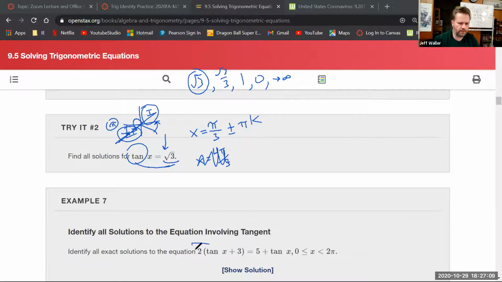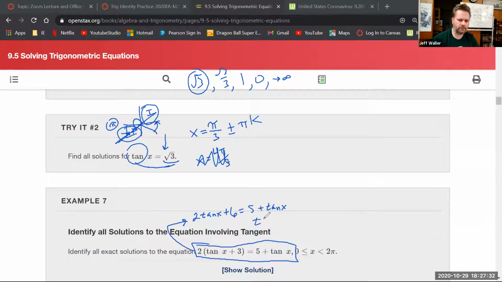So something like this starts off as an algebraic problem, right? Sometimes the algebra is going to be factoring. Sometimes it's just going to be really simple equation solving, right? So here, the first thing I would do is distribute. I'm trying to get my tangent by itself, right? So it starts off as a pure algebra problem. Subtract my tangent, subtract 6.